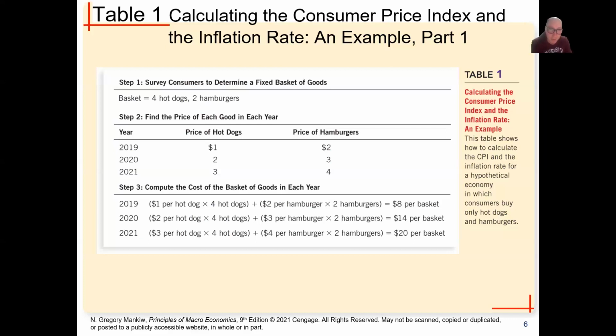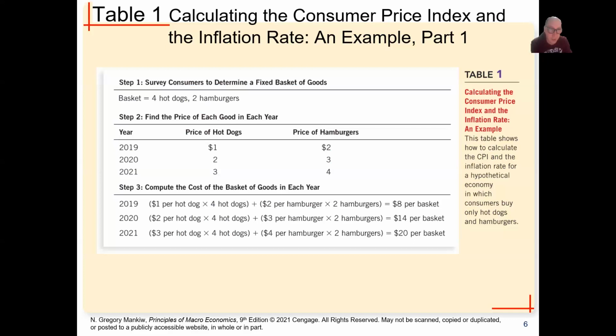The second step, of course, is to find the price of the goods for each year. So here we have the data for 2019, 2020, and 2021. Hot dogs were $1, $2, and $3 respectively. And we also see a similar trend for hamburgers. 2019 was $2, 2020 at $3, and 2021 is $4.